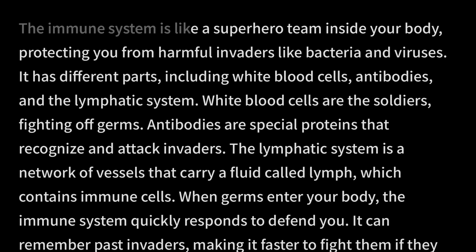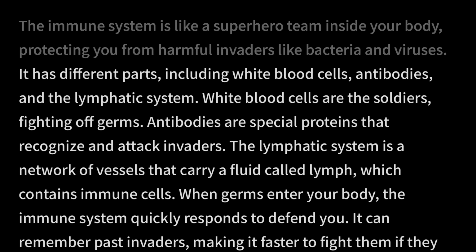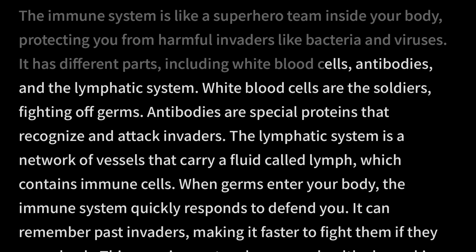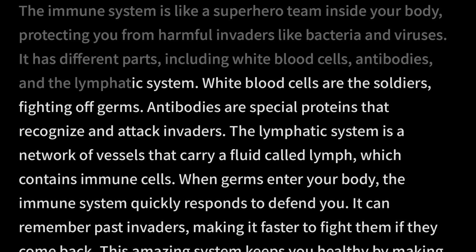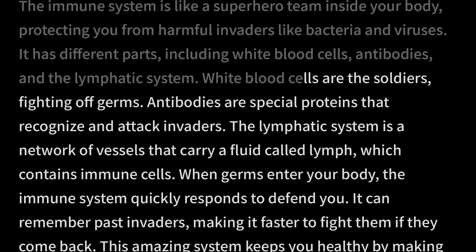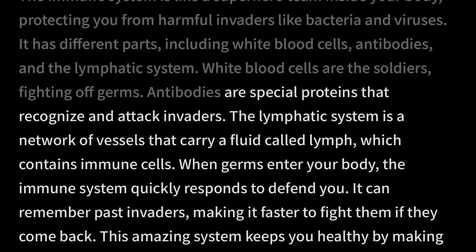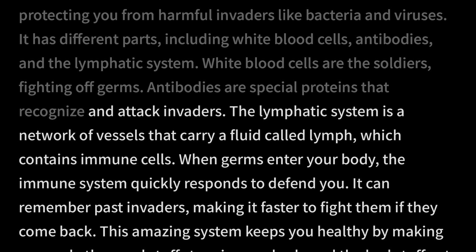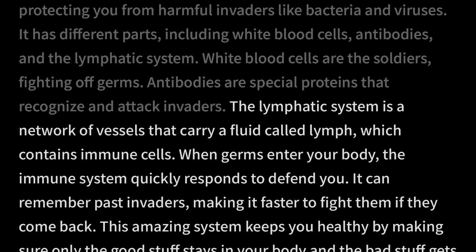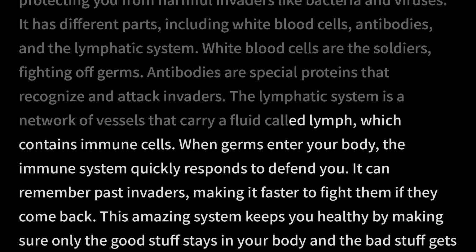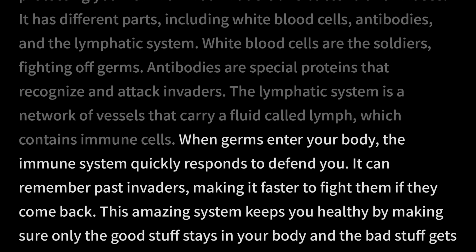The immune system is like a superhero team inside your body, protecting you from harmful invaders like bacteria and viruses. It has different parts, including white blood cells, antibodies, and the lymphatic system. White blood cells are the soldiers, fighting off germs. Antibodies are special proteins that recognize and attack invaders. The lymphatic system is a network of vessels that carry a fluid called lymph, which contains immune cells.